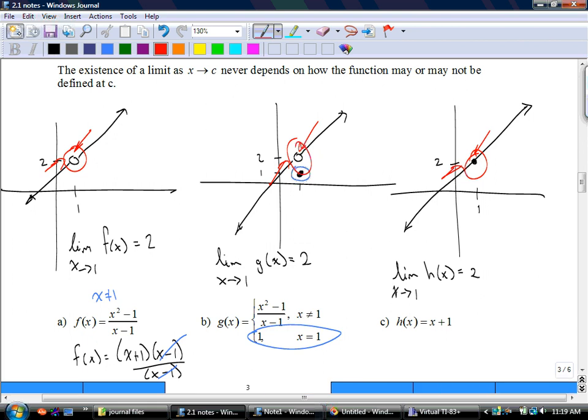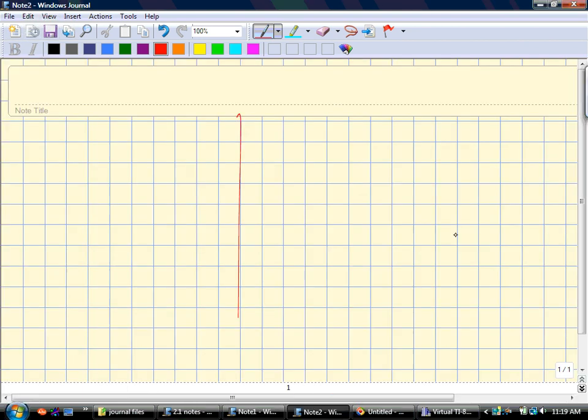So, silly question. I mean, it's the same example. Oops.